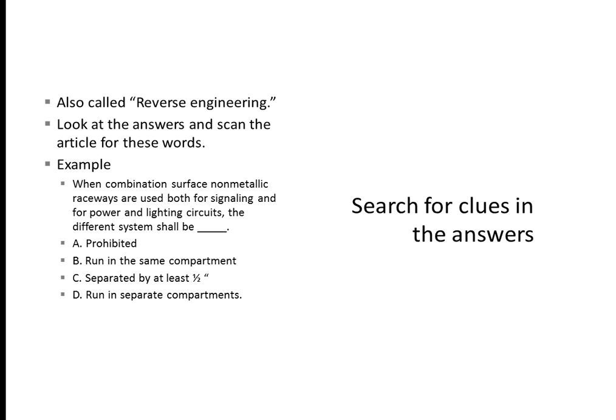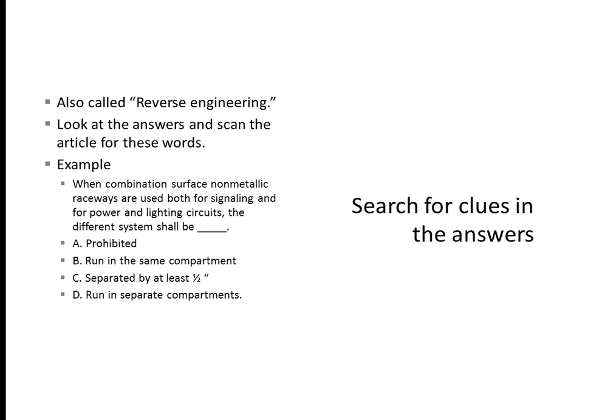Next is to search for clues in the answers. This is called reverse engineering. So as you look for the answers, scan the article for these words. An example: when combination surface non-metallic raceways are used both for signaling and for power and lighting circuits, the different systems shall be prohibited, B, run in the same compartment, C, separated by at least 1/2 inch, or D, run in the separate compartments.